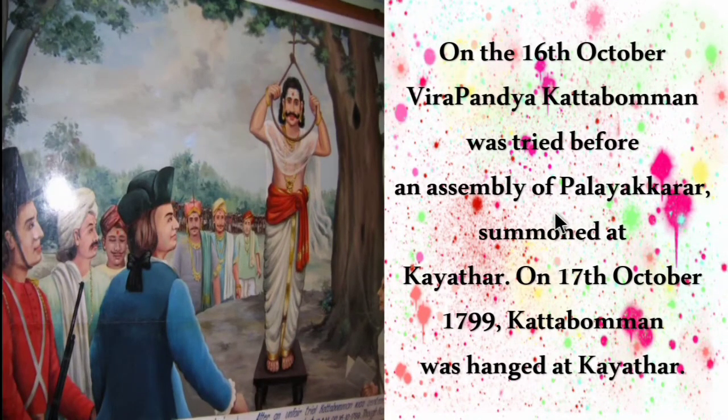Whereas, on 16th October, Veerapandiya Kattabomman was tried before an assembly of Palayakarar summoned at Kayathar. On 17th October 1799, Kattabomman was hanged at Kayathar.